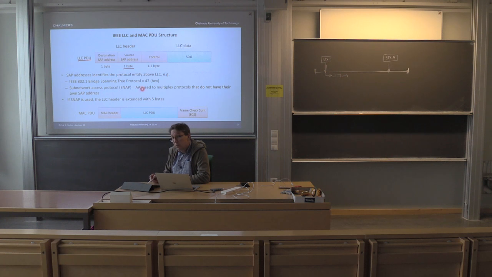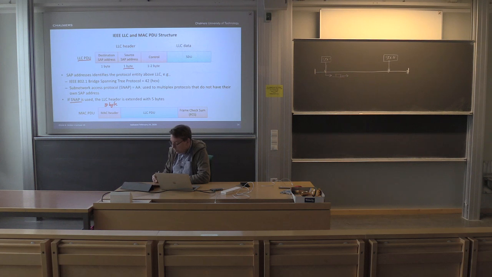This subnetwork access protocol is a mystical name. SNAP is what people usually say. This is actually used quite heavily in practice, and it's used to multiplex protocols that don't have their own SAP addresses. So if SNAP is used, the LLC header is extended with 5 bytes. So here we see 1, 2, and 1 or 2 bytes here. Suppose it's 1, 1, 1, and then plus 5, then these are 8 bytes long now, if SNAP is used.